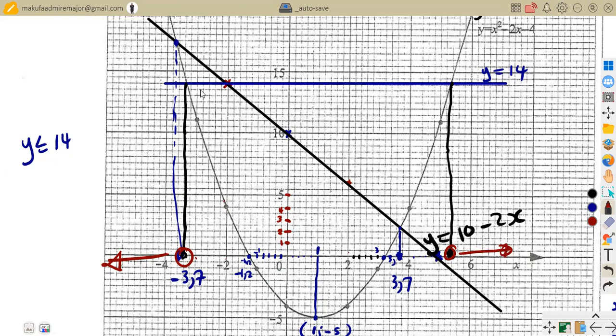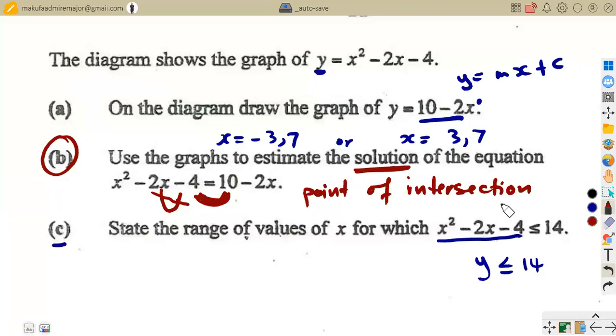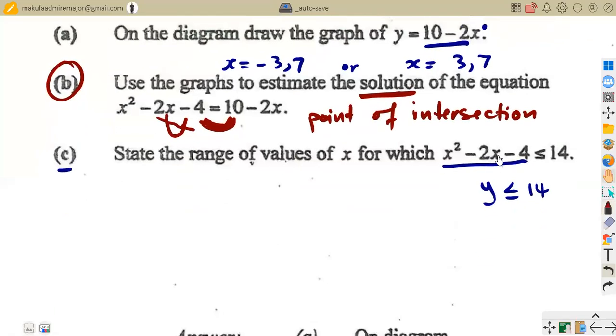So when y is less than or equal to 14, it's in between this interval within the values of x, starting from where? Down here at this point. So you take the point, it was supposed to be somewhere around minus 3.4, and here it was supposed to be somewhere at 5.4. So you are taking the values of x where the line and the graph intersect. So this one is a range of values.